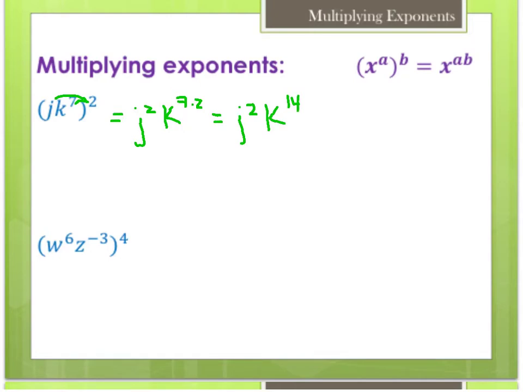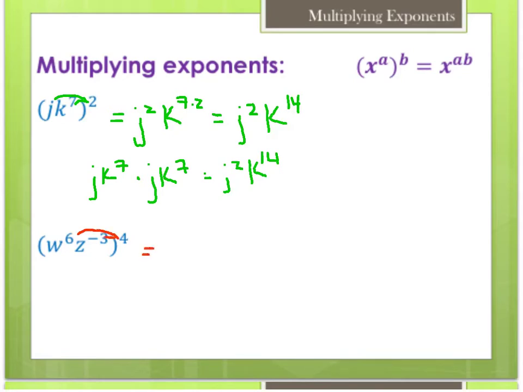Because remember, j k to the 7th to the 2nd power means j k to the 7th times j k to the 7th, which remember, I add exponents, so that's j to the 2nd, and adding 7 and 7, I get 14. So I want you to notice that writing it this way, writing it twice, or just multiplying the exponents, you get the same thing.